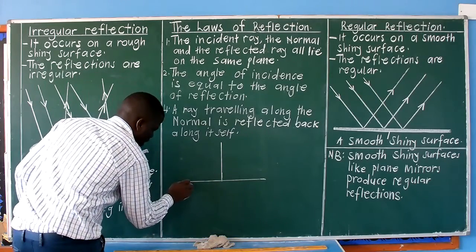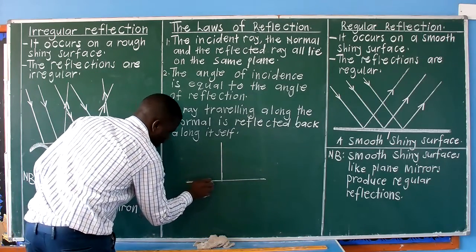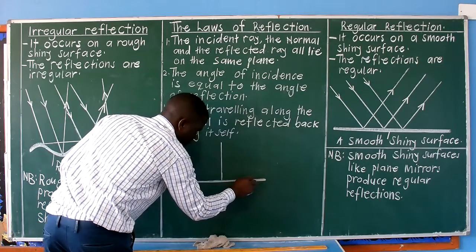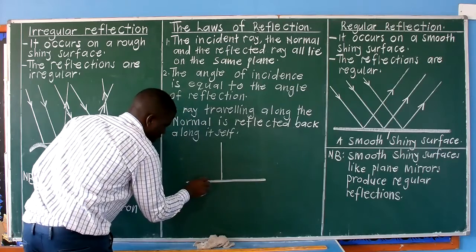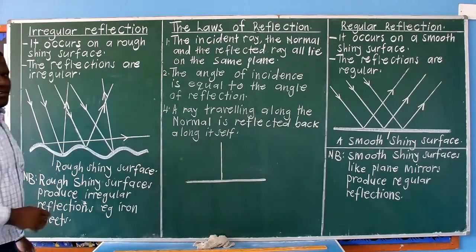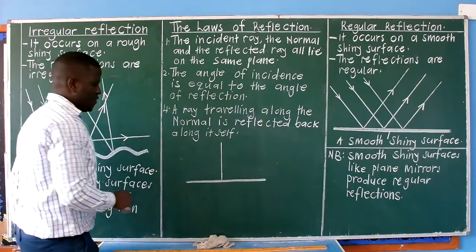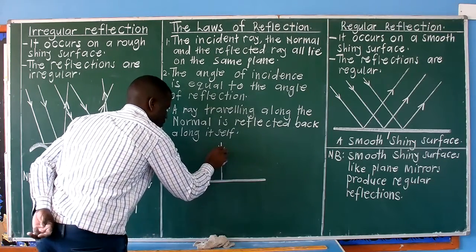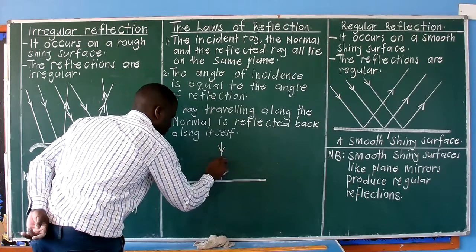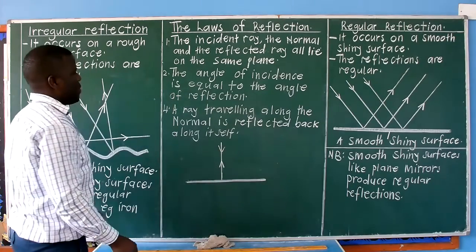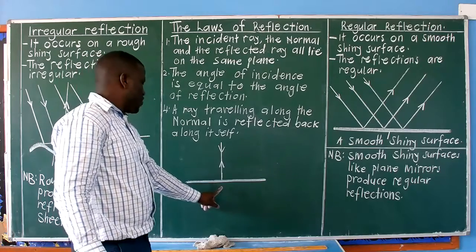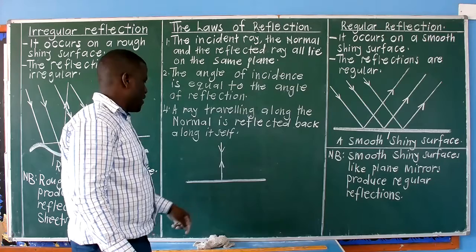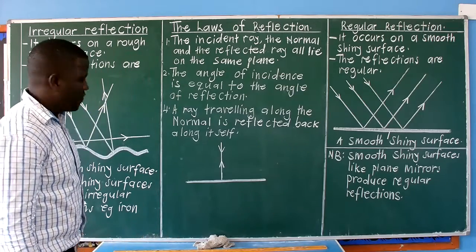A ray traveling along the normal is reflected back along itself. Now, you have something like this. This is what we mean by a ray of light traveling along the normal is reflected back along itself.